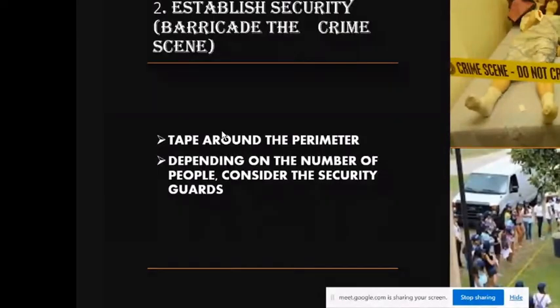In the second point, we see establish security, that is barricading the crime scene. For this, the yellow tape can be used, and depending on the number of people, consider the security guards. Consider the number of security guards we consider. If it is a very crowded place, then the number of security guards should be increased. And this barricading is so important because in this topic also, Edmond Locard's exchange principle comes in place. That is, if anyone unwanted enters the scene, he will leave his traces there or he may even subtract some evidence. So it is very important to barricade the whole crime scene with yellow tapes or any kind of other marking devices.